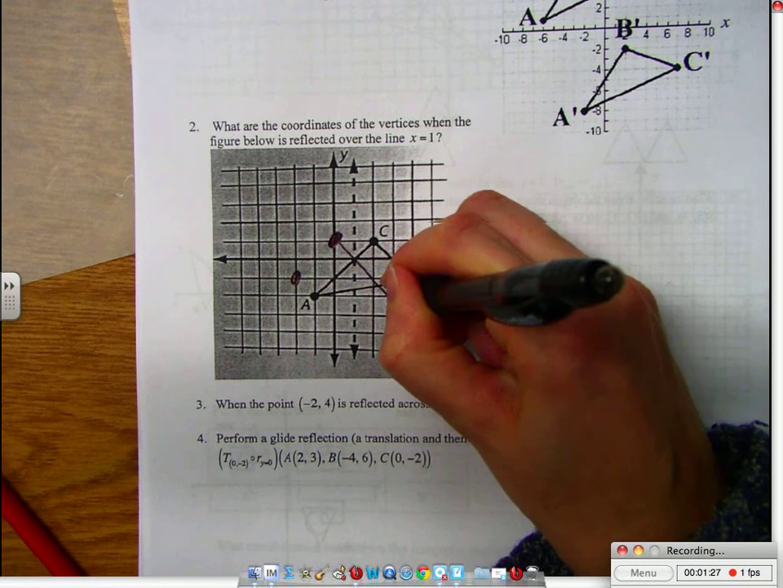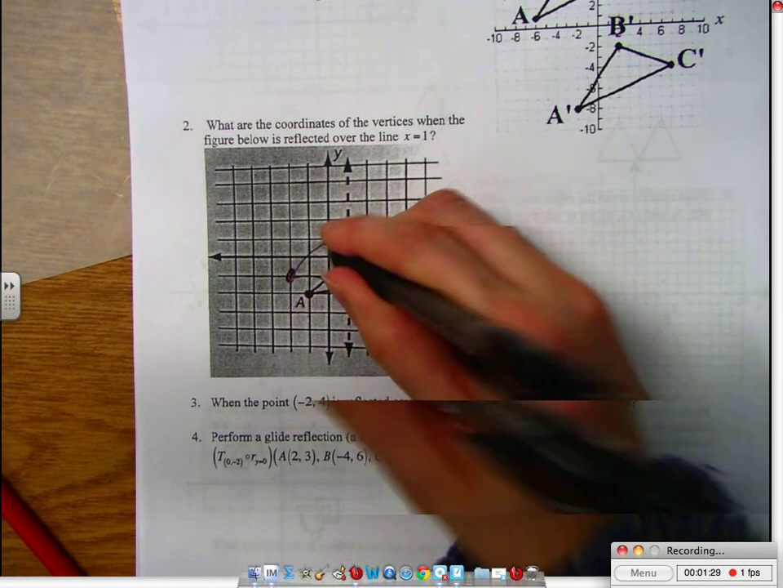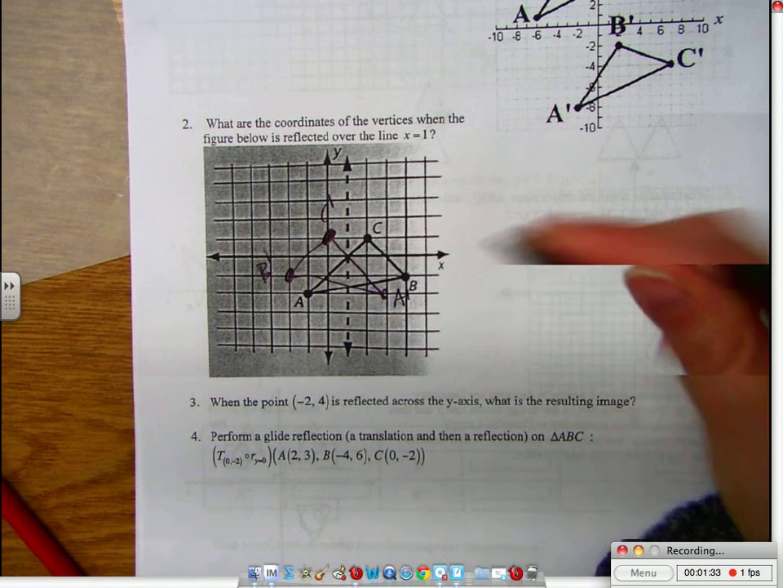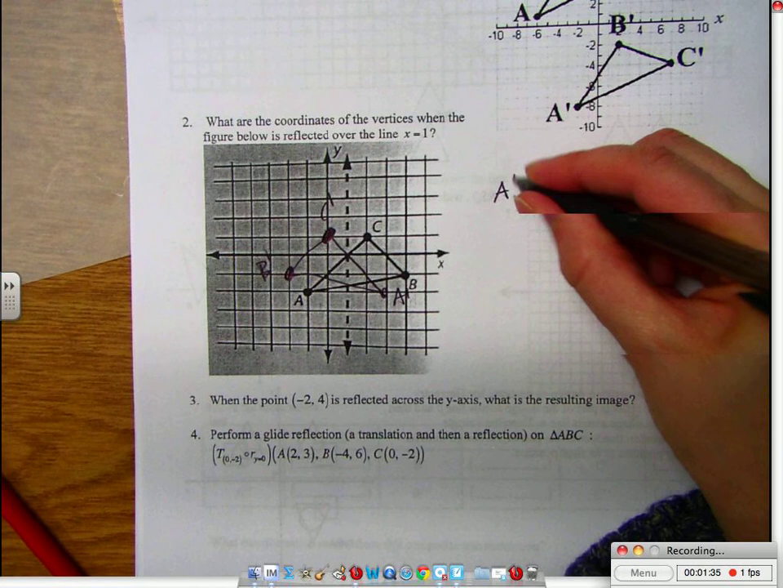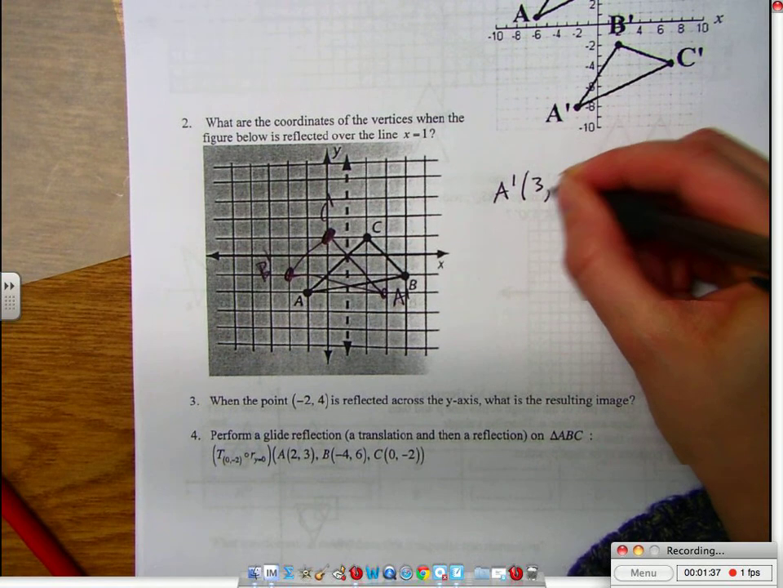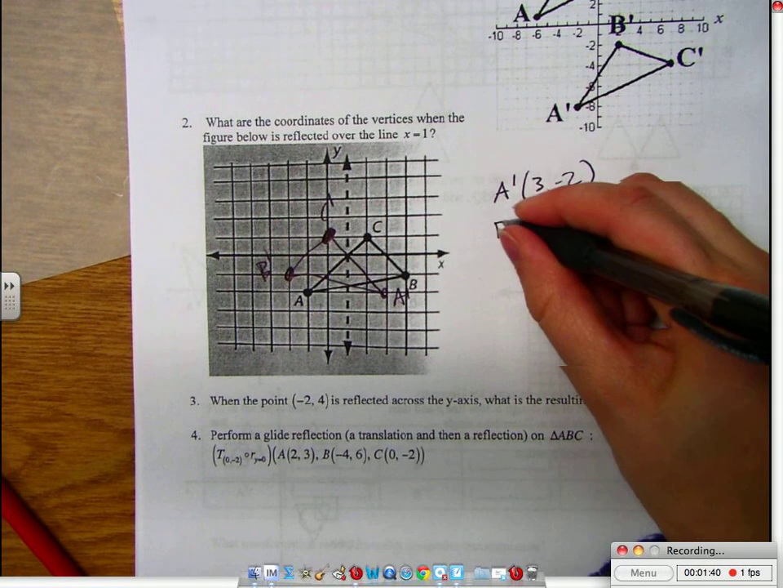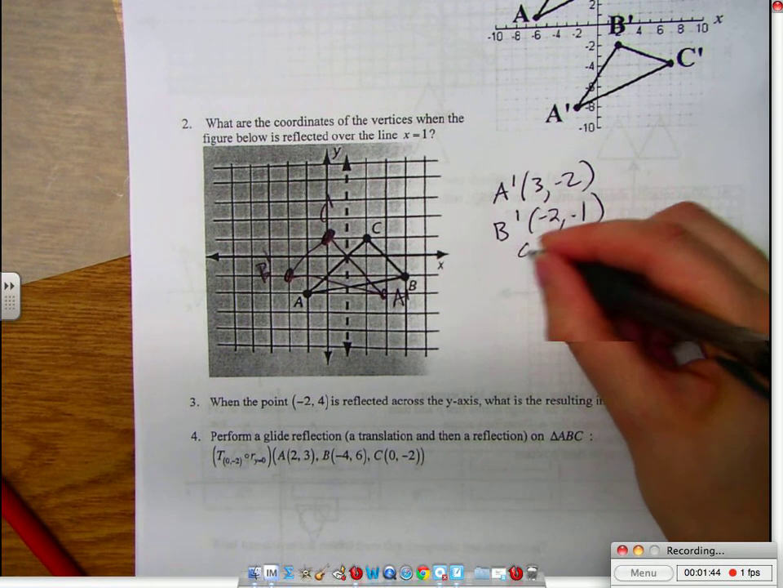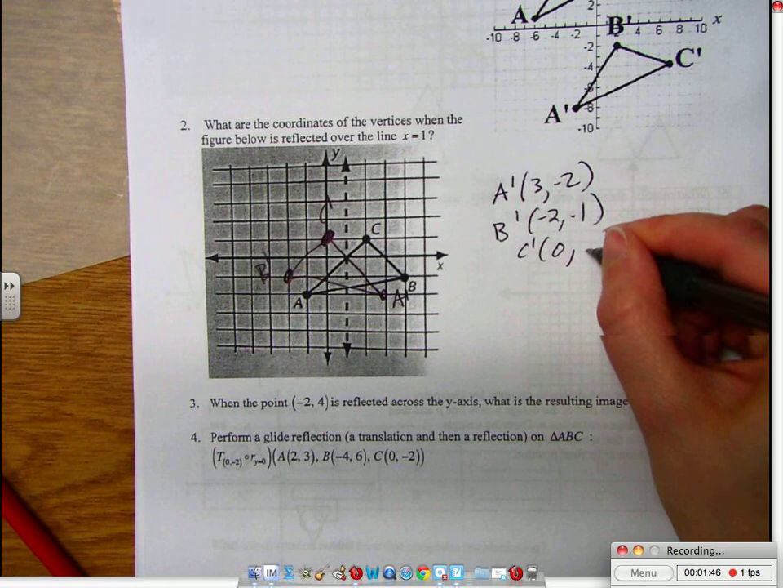So this is my new one where this is B prime, C prime, A prime, and I am just going to list them next to it. A prime is 3, negative 2. B prime is negative 2, negative 1, or B image. C image is 0, 1.